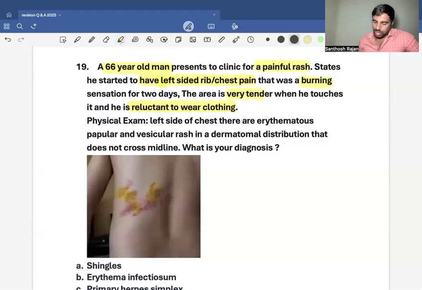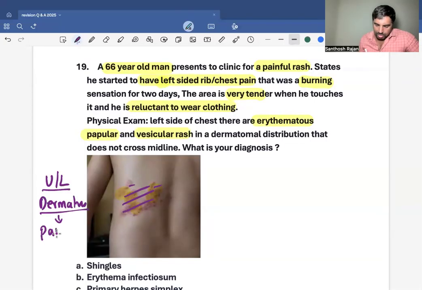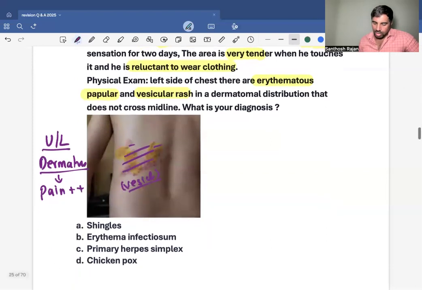So on the left side, they saw this erythematous papular vesicular rash in a dermatome distribution. Along the dermatome, along the ribs. You see only that, and it's unilateral. Unilateral along dermatomes. Severe pain, very much pain will be there, and of course the vesicular lesion. Usually it will be a vesicle, and then it becomes crust after that. Okay, right. Now look at this.